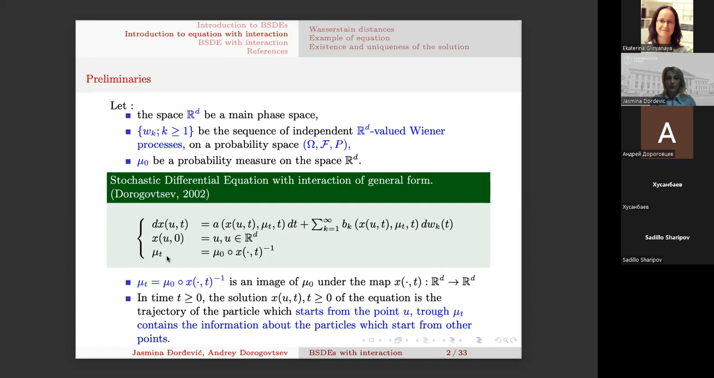This equation has an initial condition, denoted by u from R^d, and mu t is actually given as a composition, so mu0 with respect to the inverse of the process x at time t. Mu t is actually an image of the initial measure mu0 under the mapping x from R^d to R^d. Actually, this value of the process x(u,t) at some moment t after the initial time is a solution, as I call it, a state process of this equation, which is the trajectory of a particle which starts from point u at the initial moment and contains the mu t information from interactions with other particles at some later moment t.